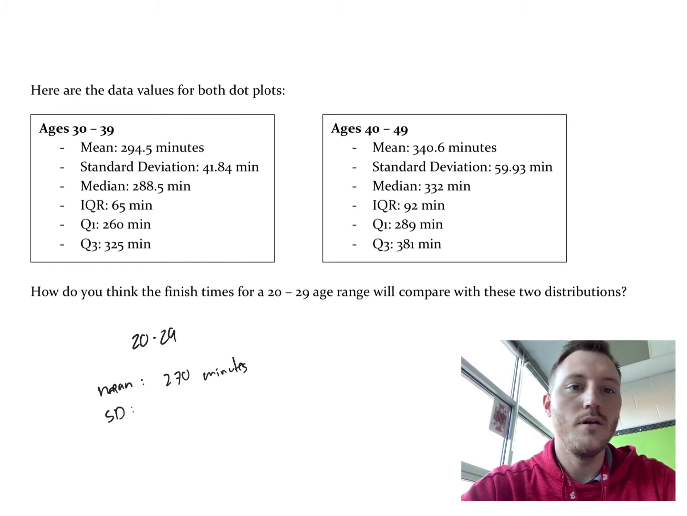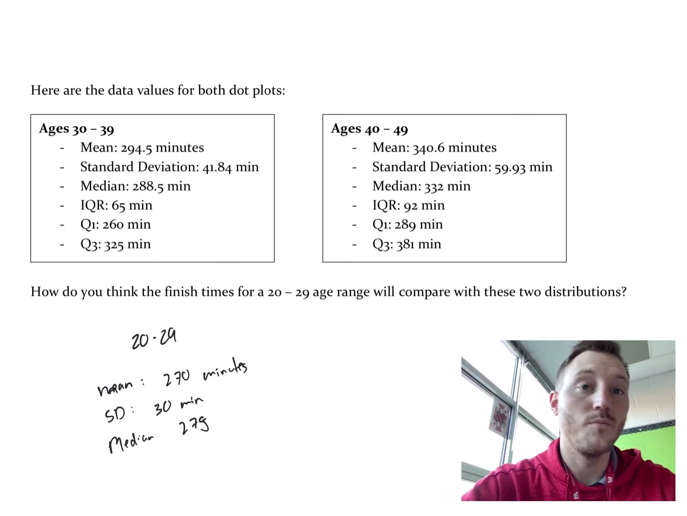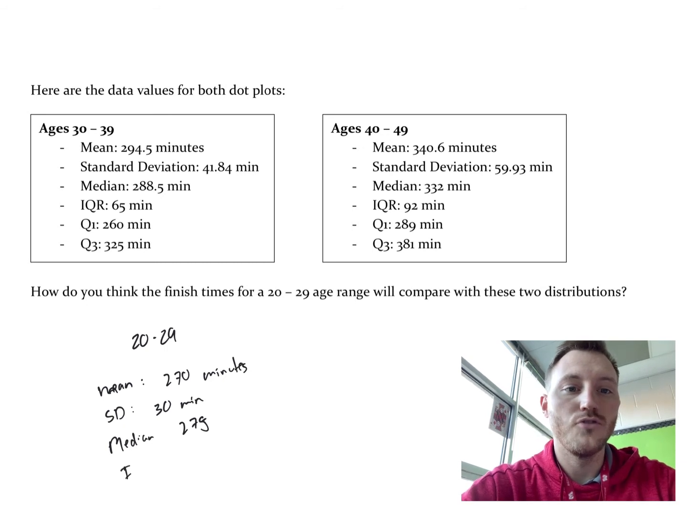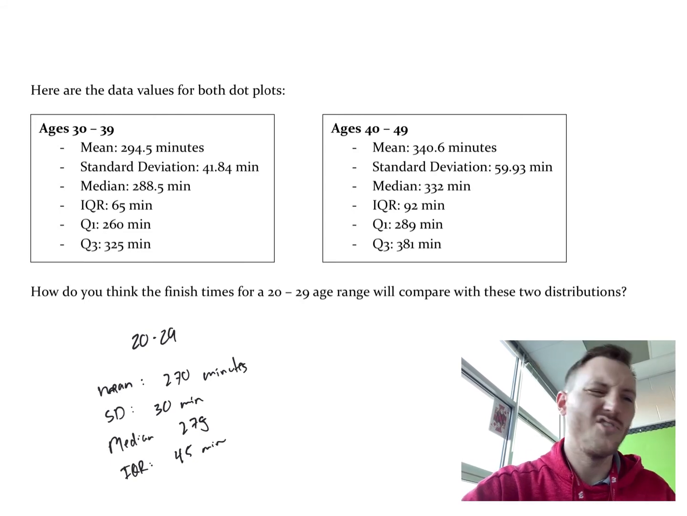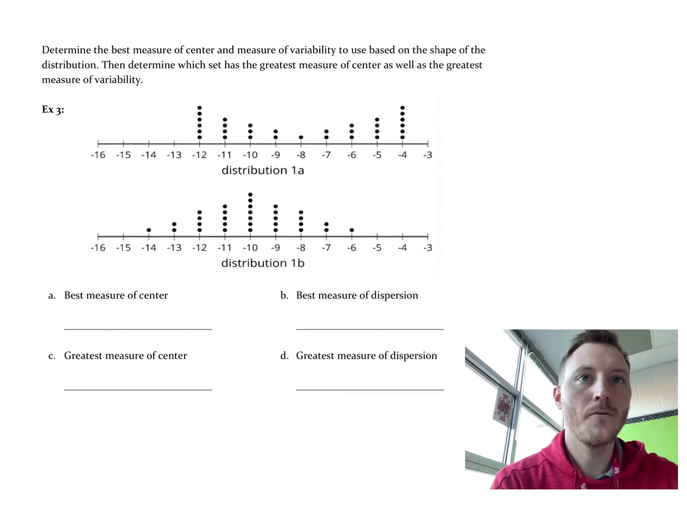It might be 30 minutes in between each time. Our median should also be a little bit lower, maybe around 275, or maybe even lower. Our interquartile range, probably something smaller, maybe around 45 minutes, and so on, kind of something like that.